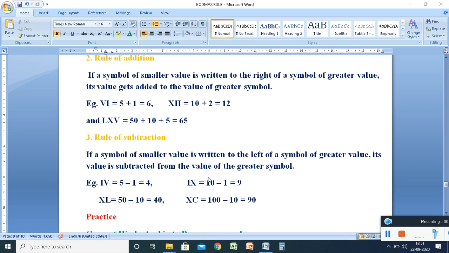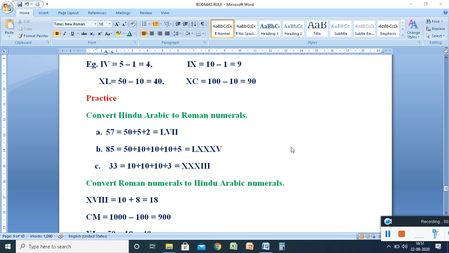So now it is easy to convert from Hindu-Arabic to Roman numerals or from Roman numerals to Hindu-Arabic.